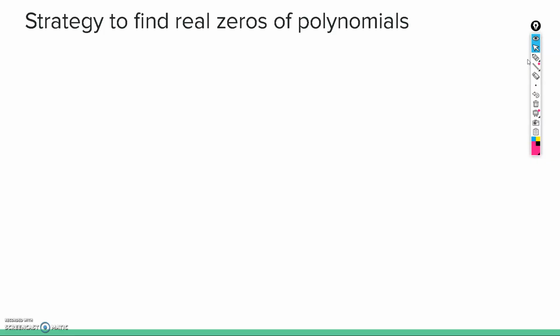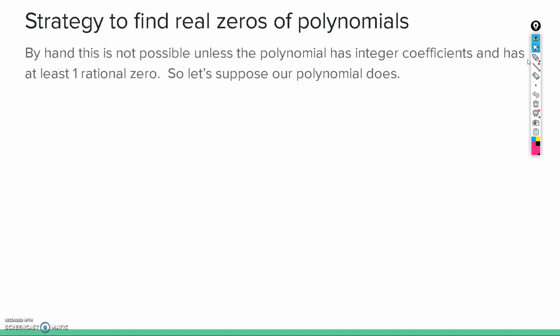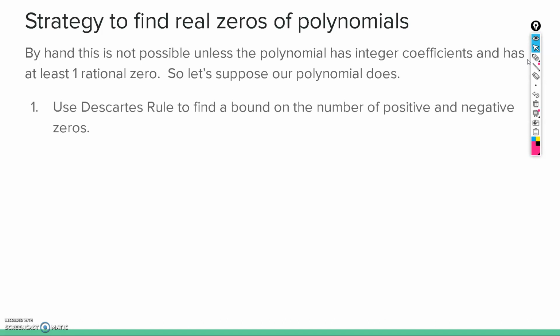So the strategy to find real zeros of polynomials. Again, by hand, this is not possible unless a polynomial has integer coefficients and has at least one rational zero. So let's suppose for our sake it does. The first thing we can do is use Descartes' rule to find a bound on the number of positive and negative zeros by checking out the sign changes.